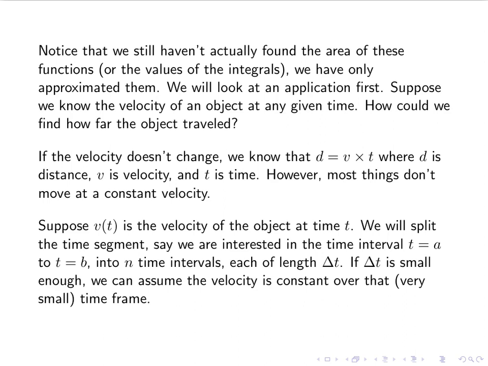So if delta t is small enough, we can assume that the change in velocity is very small, and that it's in fact constant over that, again, very small time frame. So again, we're not finding an exact thing here, we're still approximating, but I'll show you how we get to the exact in a minute. Okay, so we split up the time interval into small segments of time. We assume over that small interval, a half second, quarter of a second, a millisecond, that the velocity is constant. And that's a fairly nice assumption, again, if delta t is small enough.